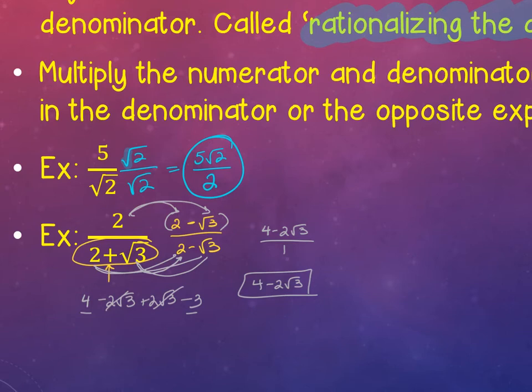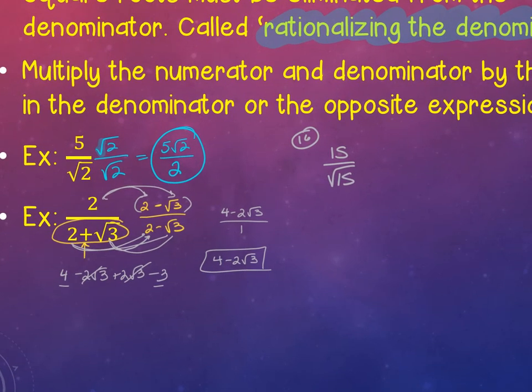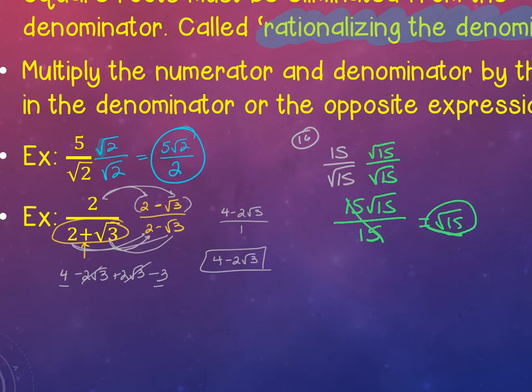Okay. So in example 16, we had root 15 over root 15. So in that case, I would multiply both the top and the bottom by the square root of 15. And I'd get 15 root 15 over 15. And that simplifies to just square root 15. So sometimes you can simplify once you get rid of the denominator. Sometimes it stays, sometimes you can actually simplify.